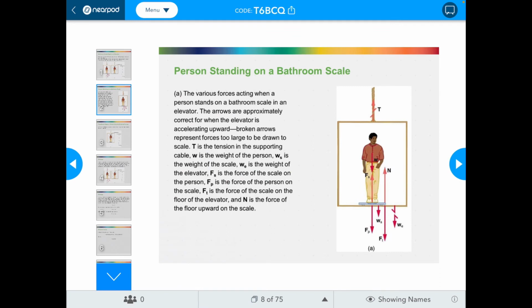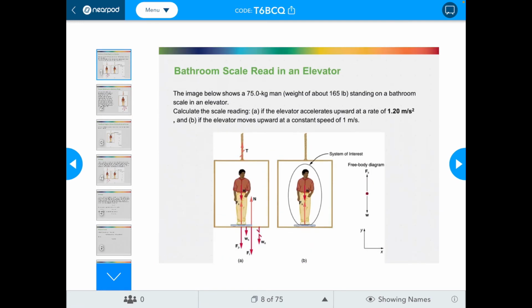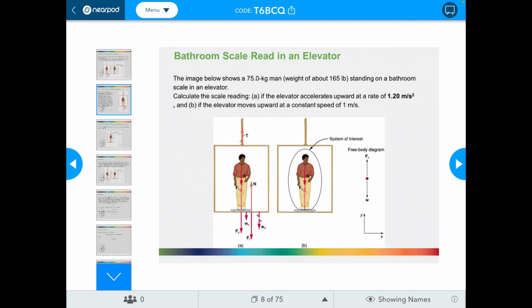So here's our initial drawing of the person standing on it. They're looking to find two things actually with this problem. So A is the acceleration upward at a rate of 1.5. We want to find the scale reading if it's accelerating upward or moving at a constant speed upward.